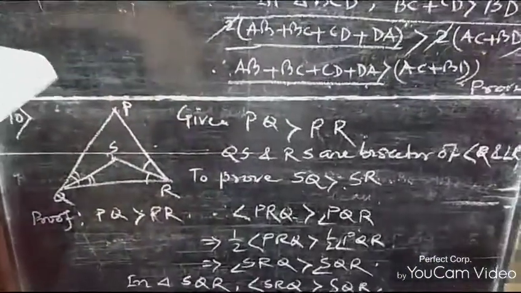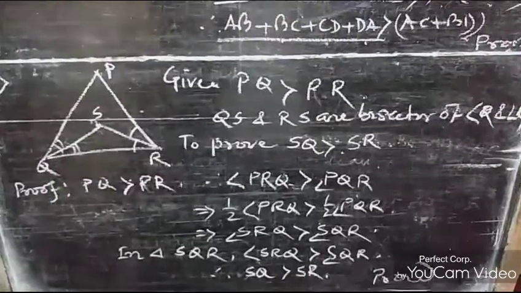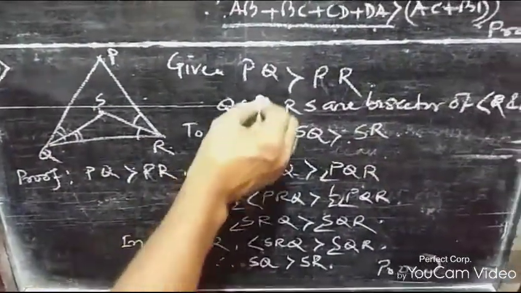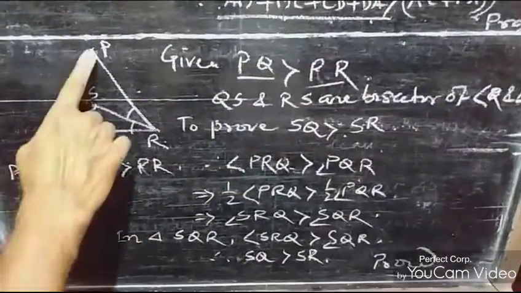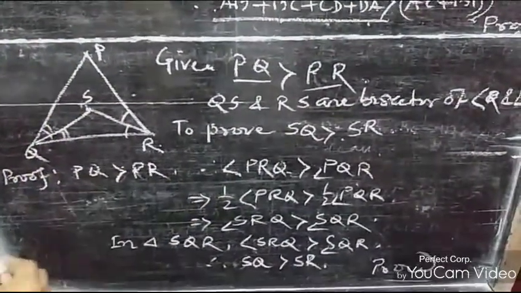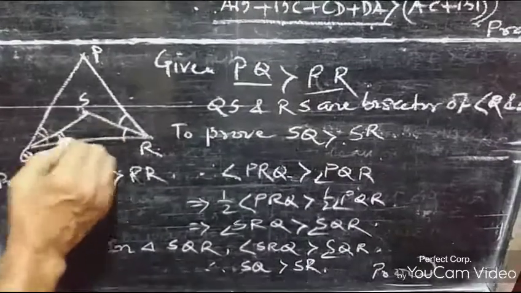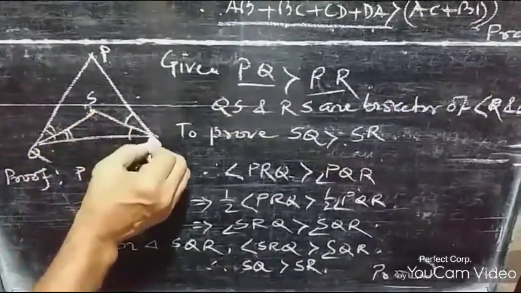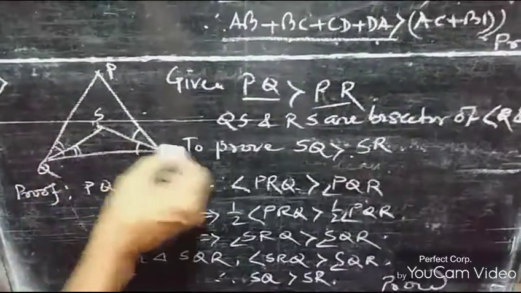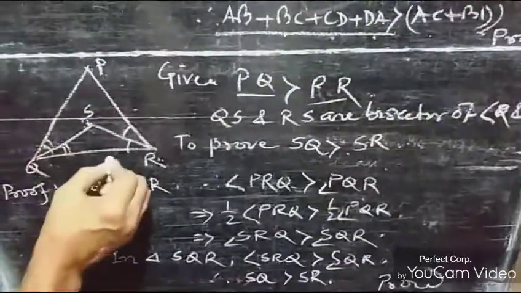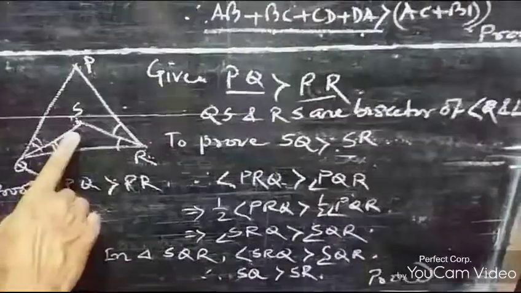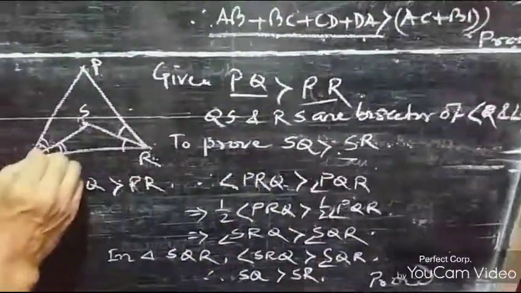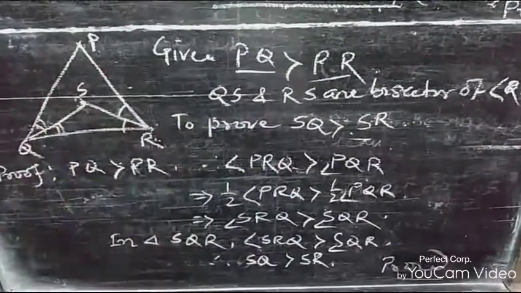Next is number 10. See the figure, it is given triangle PQR. Here PQ is greater than PR. And QS and RS are the bisectors of angle Q and angle R. They meet at point S. So we need to prove SQ is greater than SR.